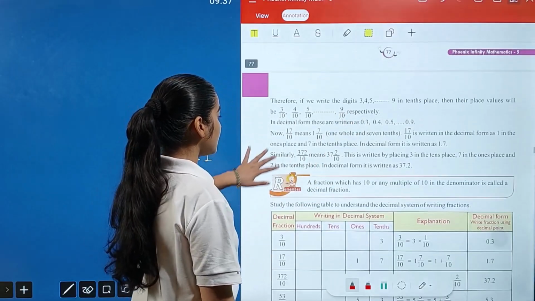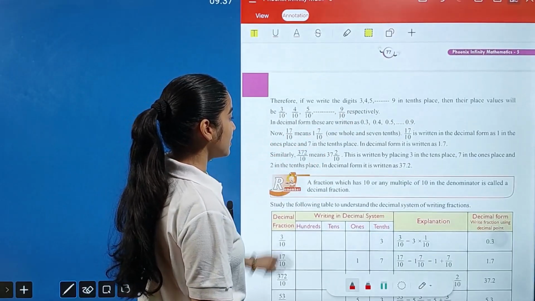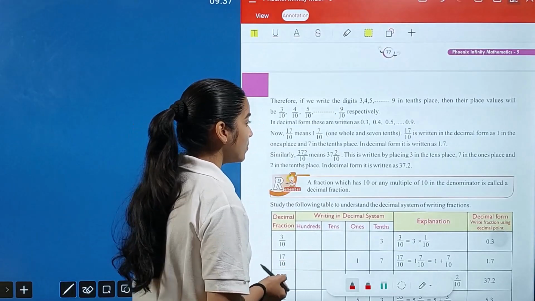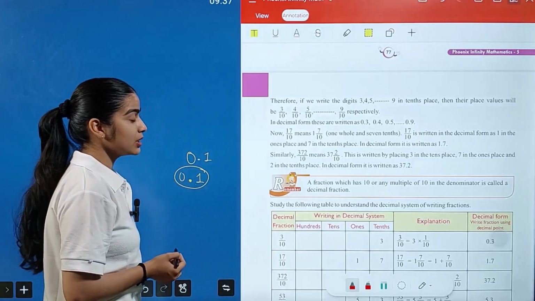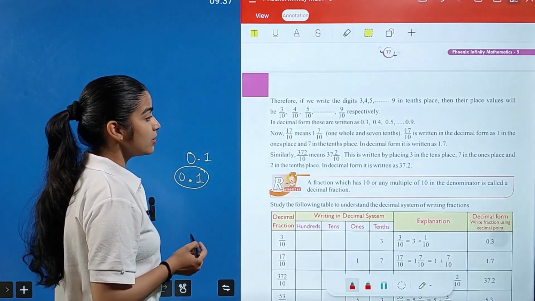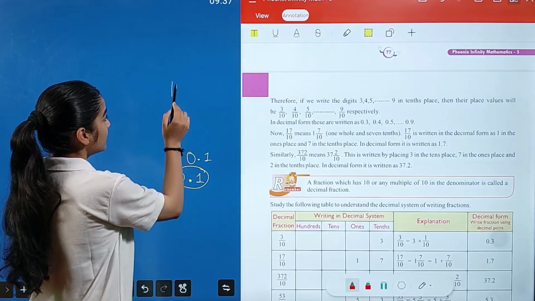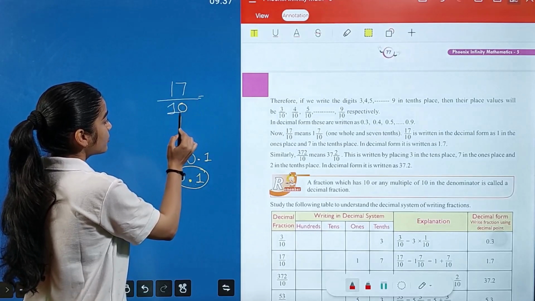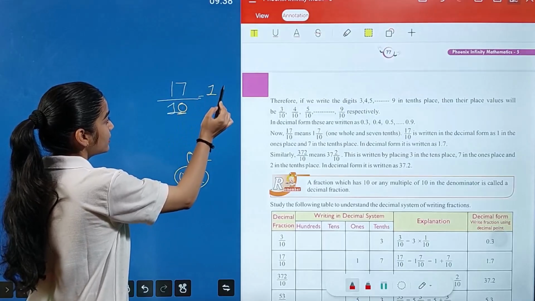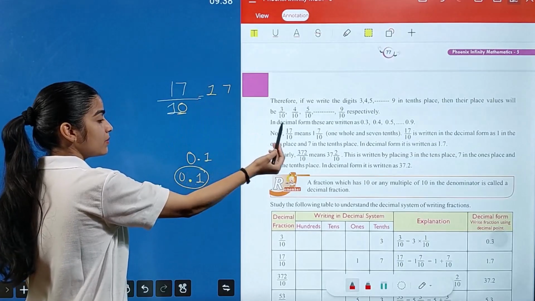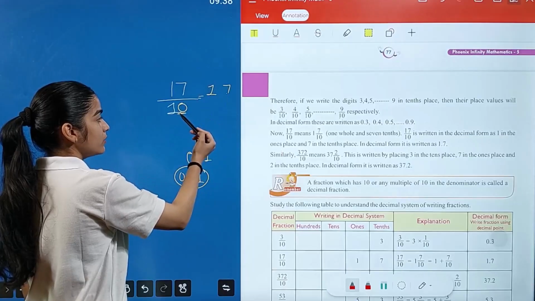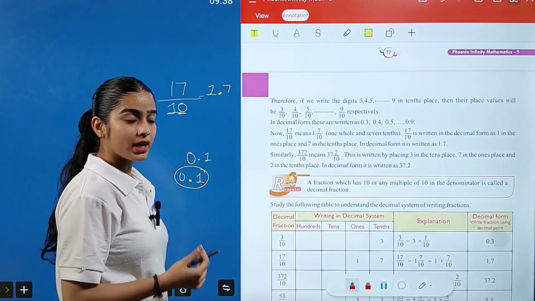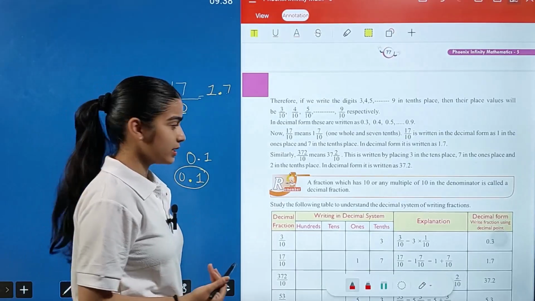Okay, now 17/10 means 1 and 7/10, one whole and 7 tenths, and it is written in decimal form as 1 in the ones place and 7 in the 10th place. In decimal form, how is it written? Because we have 17/10, how many zeros? Only 1. So first write 17. Start your counting from the left hand side. 1, because we have only 1 zero. So after counting 1, just put a point. This is how we write our fractions in decimal.